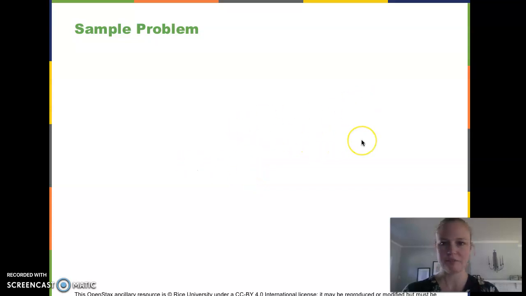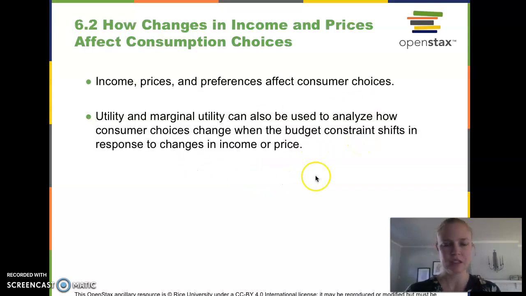All right, so we had just finished that sample problem. I just have a few slides left, and then I'm going to show you how to approach one of the homework questions. All right, so income, prices, and preferences affect consumer choices. Utility and marginal utility can be used to analyze how consumer choices change when the budget constraint shifts in response to changes in income or price.